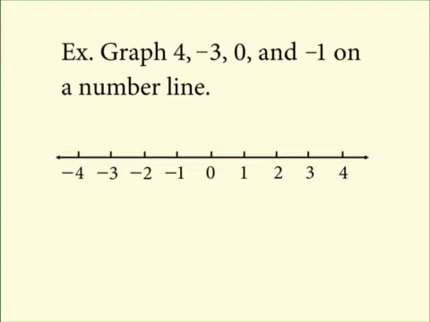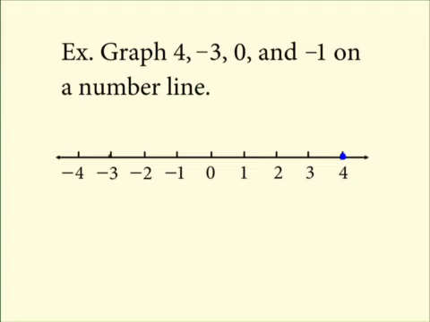Graph the numbers 4, -3, 0, and -1 on a number line. So as you're doing your homework, you're going to want to draw a horizontal line and label the horizontal line just as I have below. You're going to want to make sure that the tick marks you use to separate the numbers are all equally spaced. So to graph the number 4, you simply go to where 4 is on the number line and draw a circle, a closed circle.